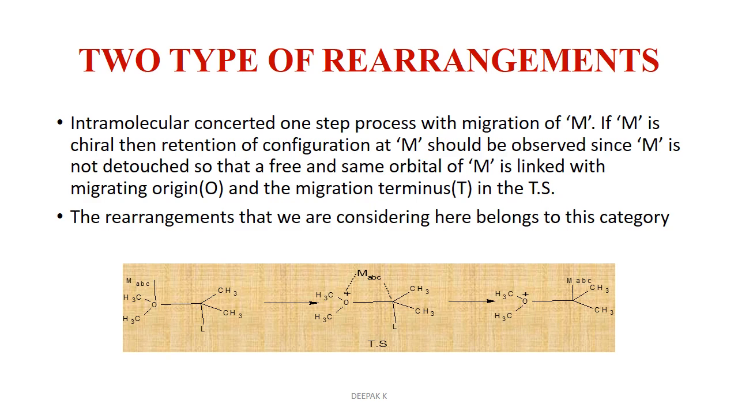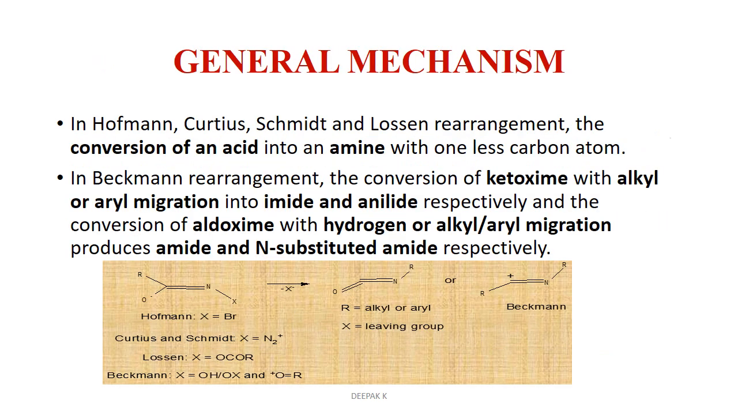Now look at this. These are the reactions that I mentioned earlier: Hofmann, Curtius, Lossen and Schmidt. What is happening in all those rearrangements is that they are converting an acid into an amine with one less carbon atom. And in the case of Beckmann, that is the only exception, but the mechanism is quite similar.